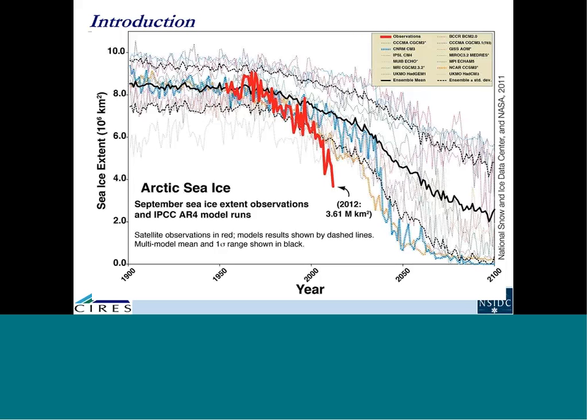The red line is the observations, and this is a combined data set combining the Hadley sea ice data set with the NSIDC sea ice index. And we've added the record low September sea ice extent for 2012, which was 3.61 million square kilometers, the lowest we've seen in the observed record. And this just reemphasizes the point that the models were not matching the rate of decline that we have observed.